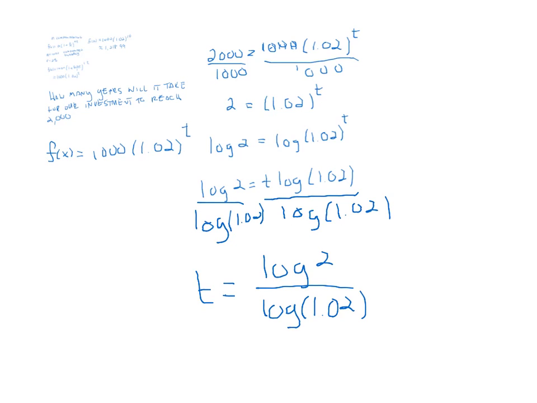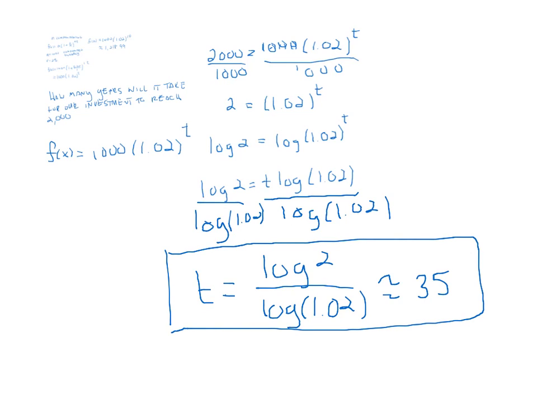Now, entering this in our calculators, we're going to approximate to the nearest year. So I have the log of 2 divided by the log of 1.02, which is going to be approximately 35. So what we can say then is that the number of years it would take for our account to grow to $2,000, given that we have an account that's compounded annually at an interest rate of 2%, is going to be 35 years.